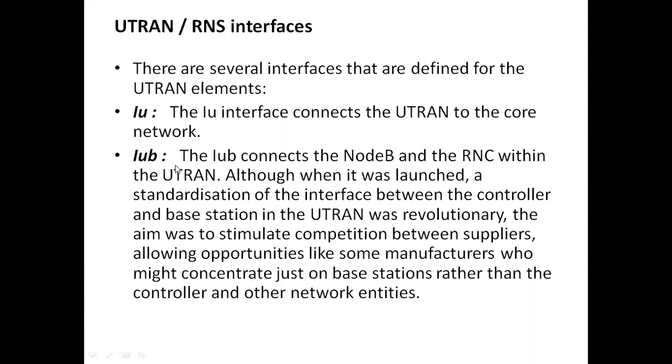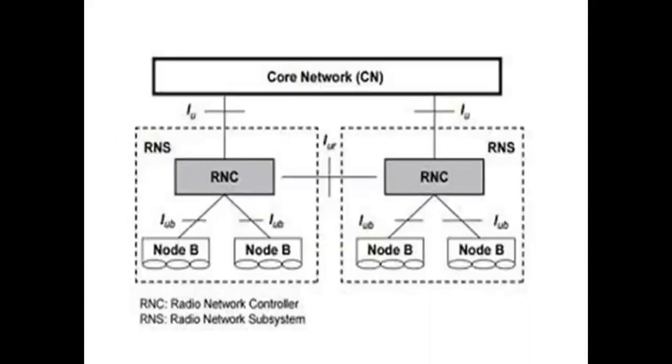And the second interface is Iub. Iub connects the Node B and the RNC within the UTRAN. Iub connects Node B, that is the base station, and the base station controller, that is the RNC. So this is the second type of interface.